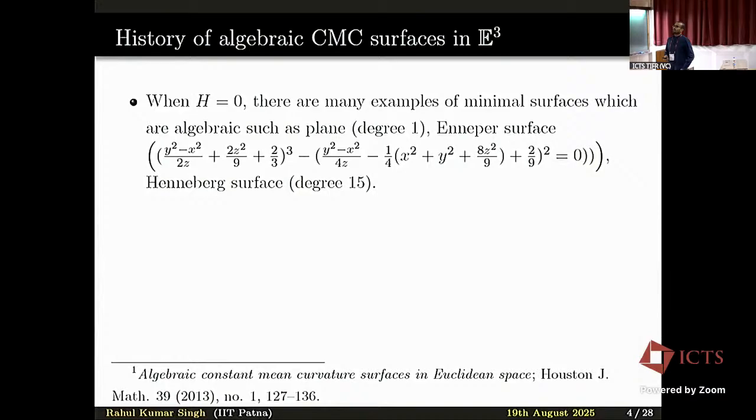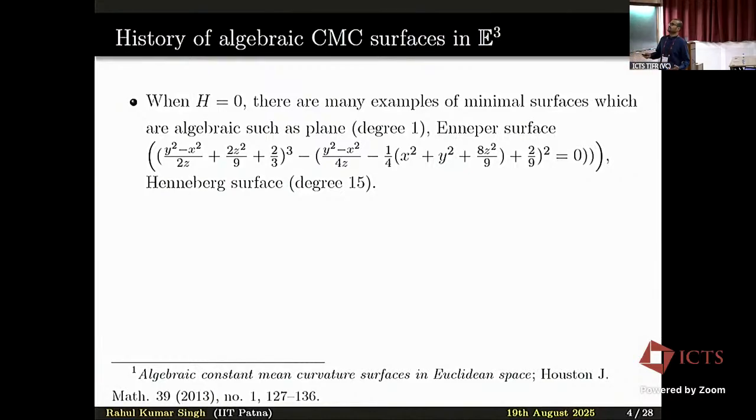Okay, and the next example is of this Enneper surface, and you can see that this is the polynomial which describes this Enneper surface. If you look at this closely, you can guess the degree will be 9. So the degree of this Enneper surface is 9. What we have said already, a definition: this Enneper surface is an algebraic surface.